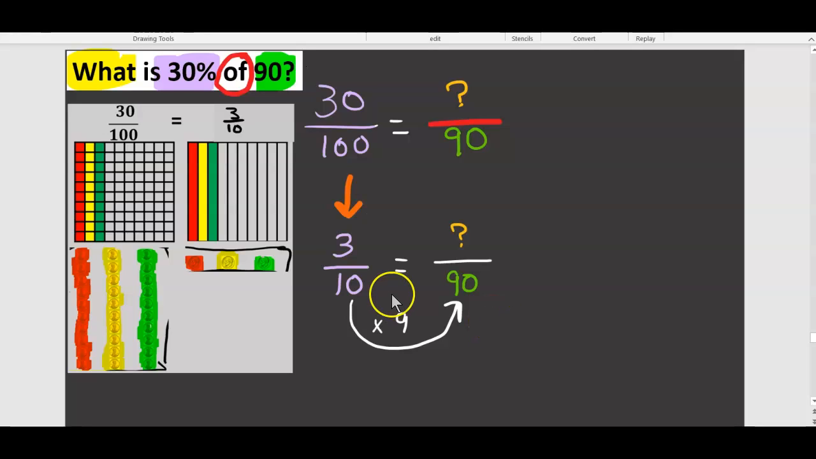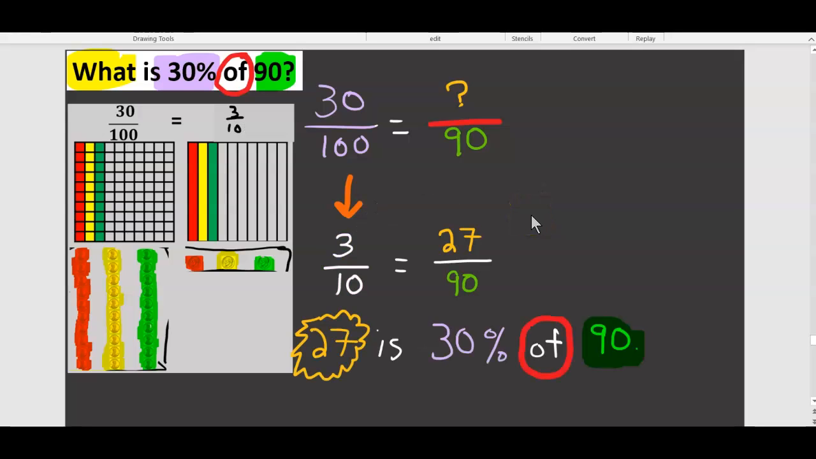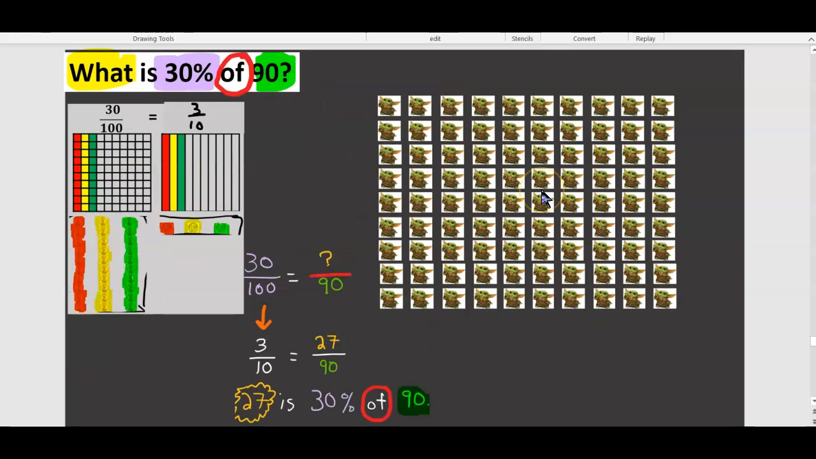Okay, times 9, and do the same thing on the top. There it is. Oh my goodness, the impossible becomes possible. What would that look like? Can you believe I made 90 Yodas over here? You can count them if you want. 90 Yodas. So what is 30% of 90 Yodas? How would we do that?